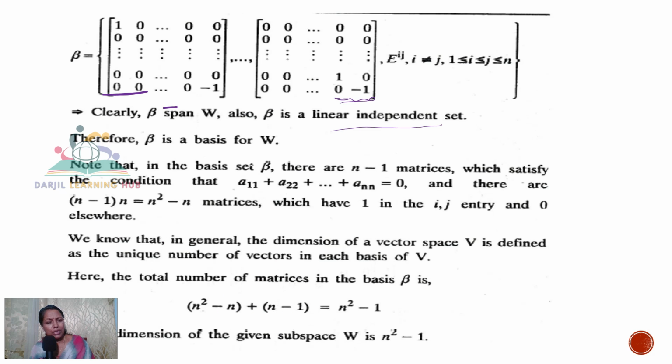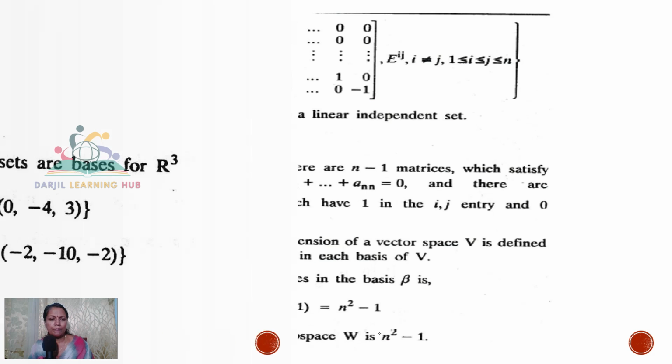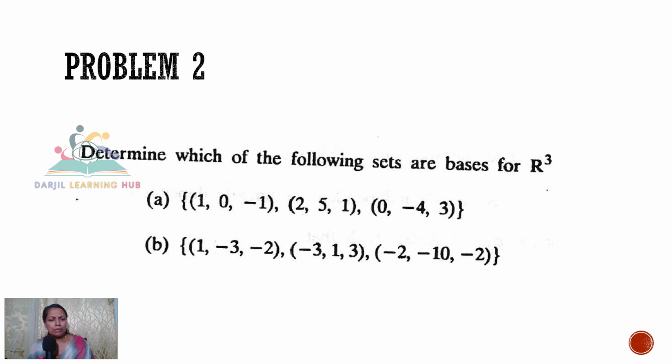n into (n minus 1) terms plus (n minus 1) terms. So simplifying, n square minus n plus n minus 1, the n cancels, giving n square minus 1. Hence the dimension of the given subspace W is n square minus 1. So beta is the basis of this n by n matrix space with trace 0, and the dimension is n square minus 1.